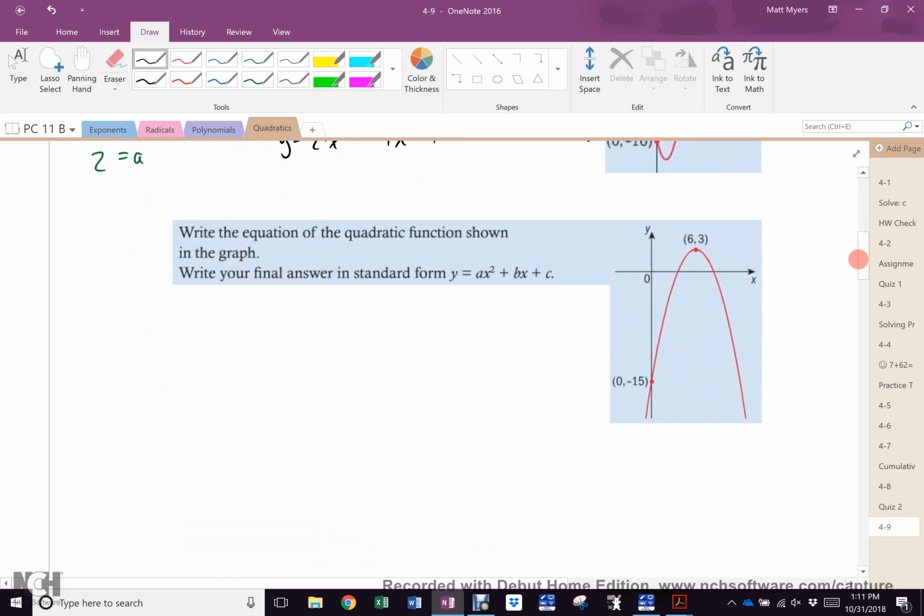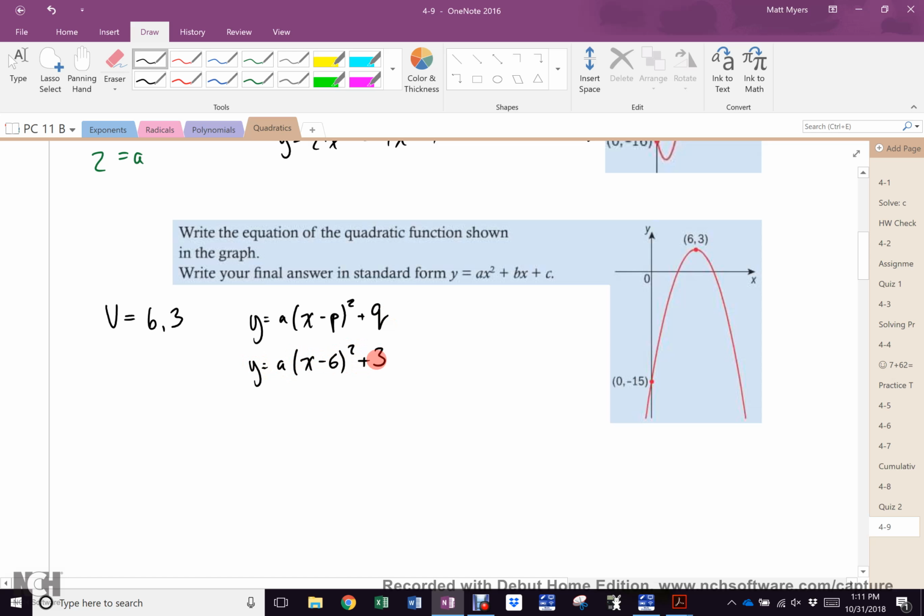What do I know as soon as I see that? Pardon? I know the vertex. What is the vertex, Louis? 6, 3. Which means what form should I use? Vertex form, which is y equals a(x minus p) squared plus q. y equals a, what's going first? (x minus 6) squared and plus 3.